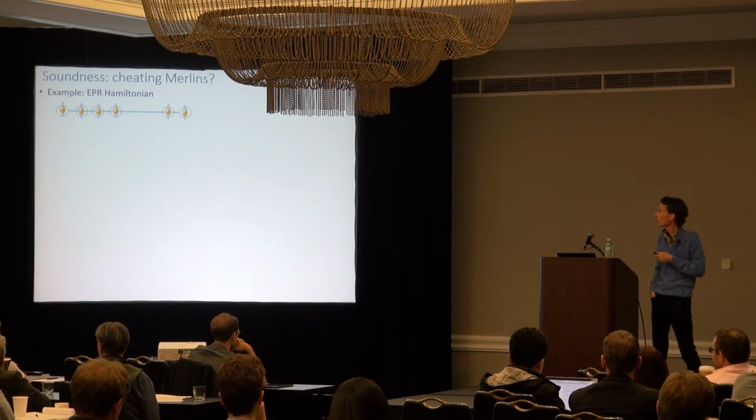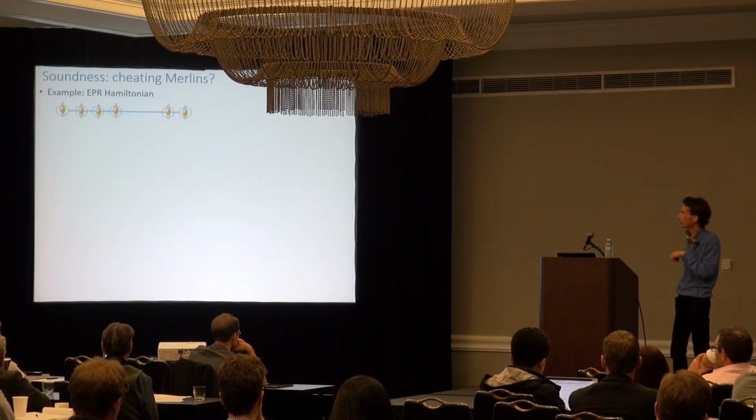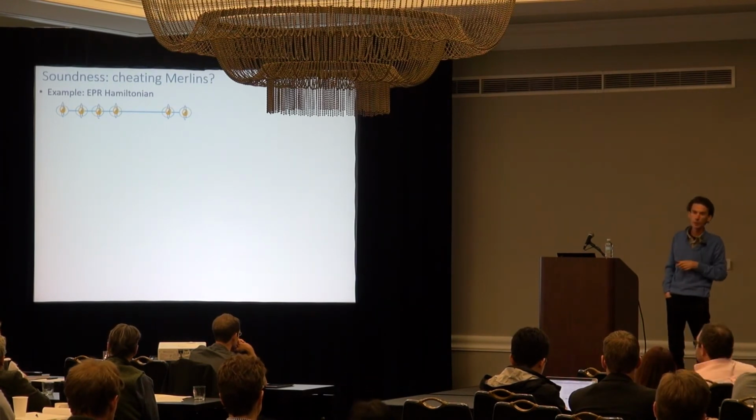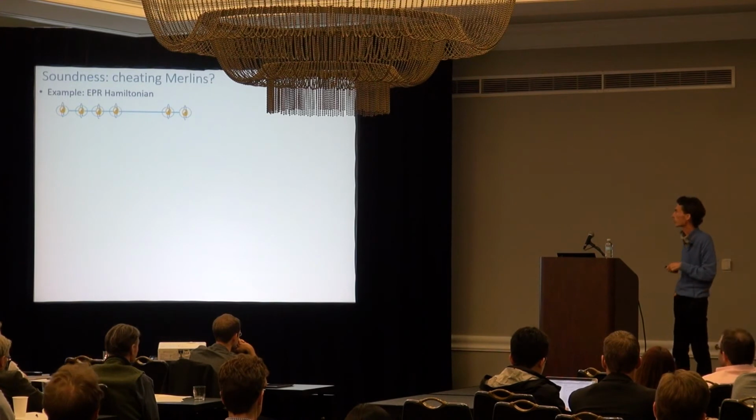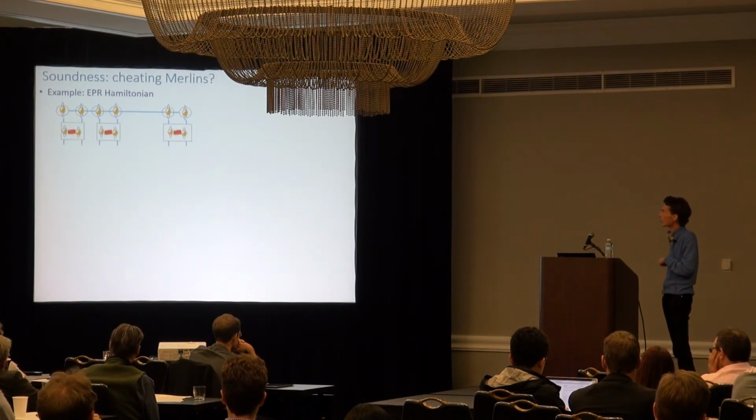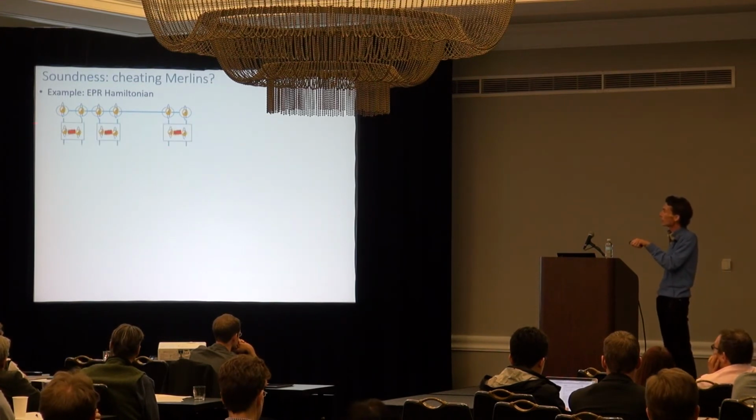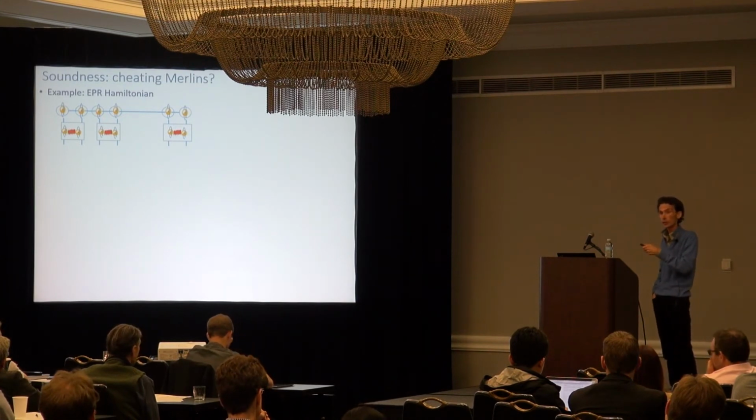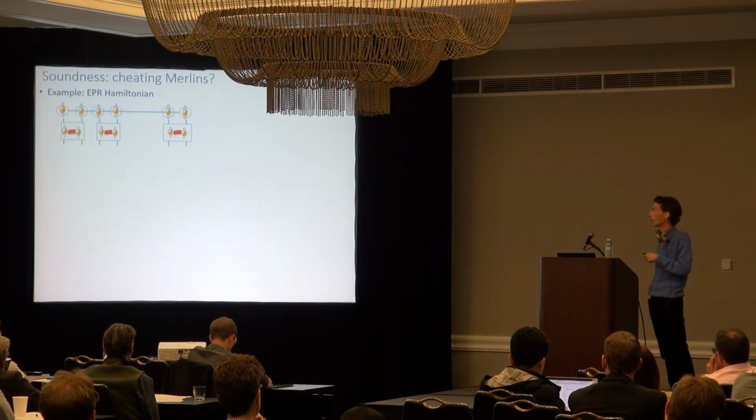A concrete Hamiltonian. This is a local Hamiltonian on a line of qubits. So these are my n qubits. I call it the EPR Hamiltonian. This is just an example. So think about this example. Imagine that my local Hamiltonian is like this. It's very simple. It's constraining every pair of nearest neighbor qubits to be an EPR pair. So it's just projecting each of these on the complement of an EPR pair.